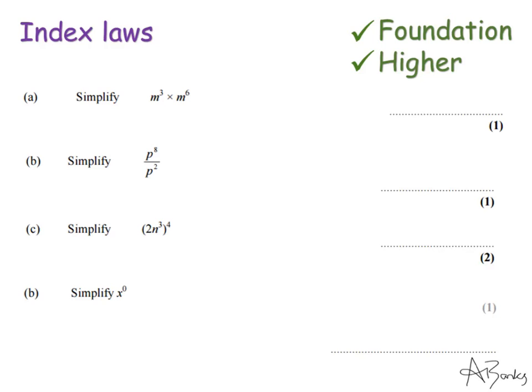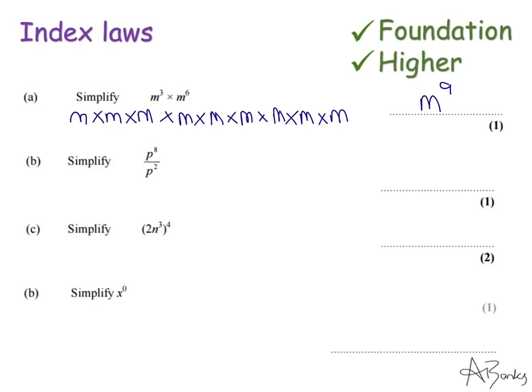This question says simplify m cubed multiplied by m to the power of 6. Now if you think about what m cubed is, that's m times m times m. And then I'm multiplying this by m to the power of 6, which is m times m times m times m times m times m. There we go, and I'm multiplying these two things together. So in total, I've got 9 m's that are being multiplied together. So this can be written as m to the power of 9.